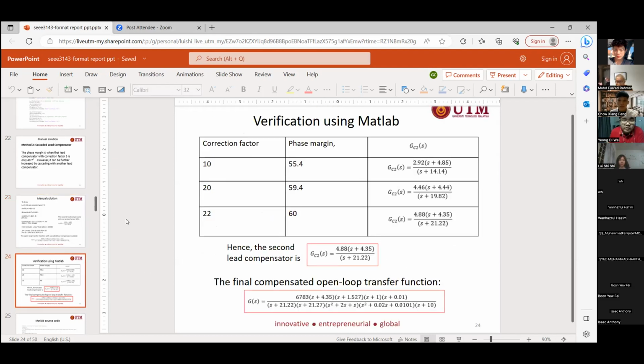After that, for the correction factor 10, the phase margin is 55.4, which is not enough either. Then we increase the correction factor to 20, which gives 59.4. It's still a little smaller than 60, so we use 22, and it is 60. For the second compensator, the transfer function is 4.88 times S plus 4.35 over S plus 21.22. And this is the final compensated open loop transfer function.